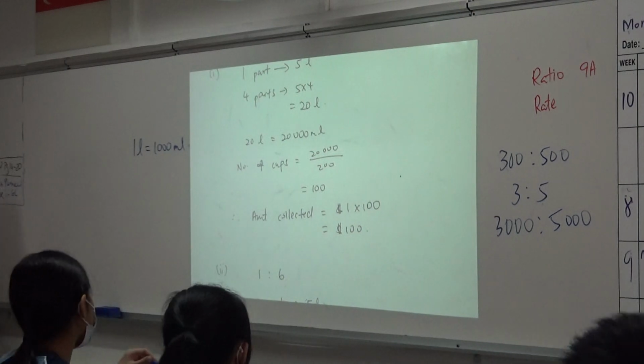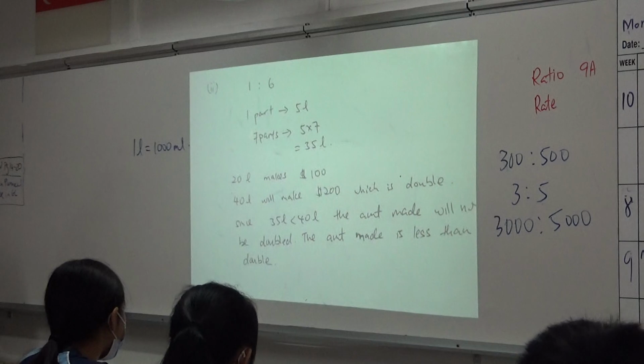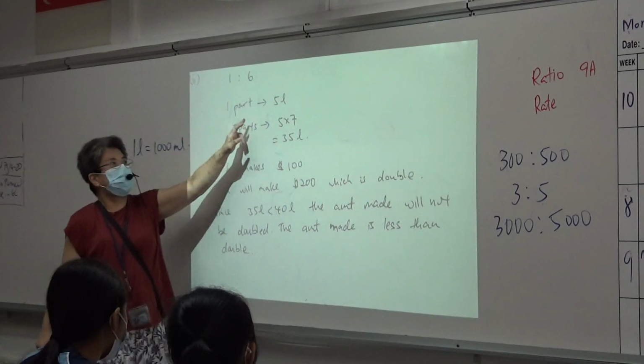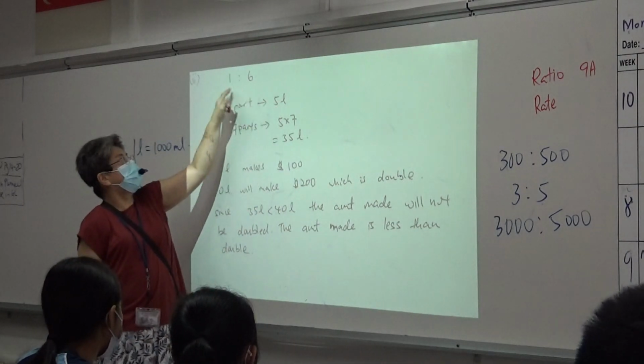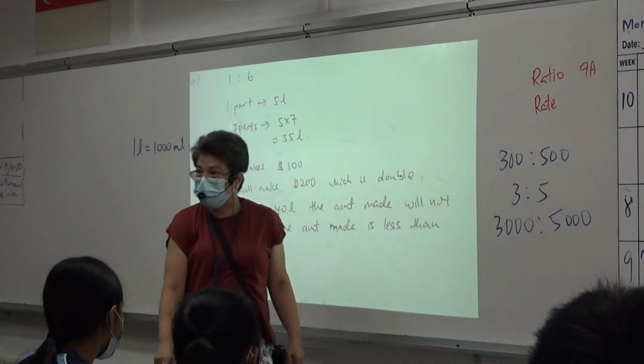Don't copy yet, because the last 2 lines are what I want you to copy down. All of you look up. Do you agree that in 1:6, 1 part is still 5 liters? I'm using the same amount of orange syrup. So now altogether how many parts? 7 parts. I'll have 35 liters.